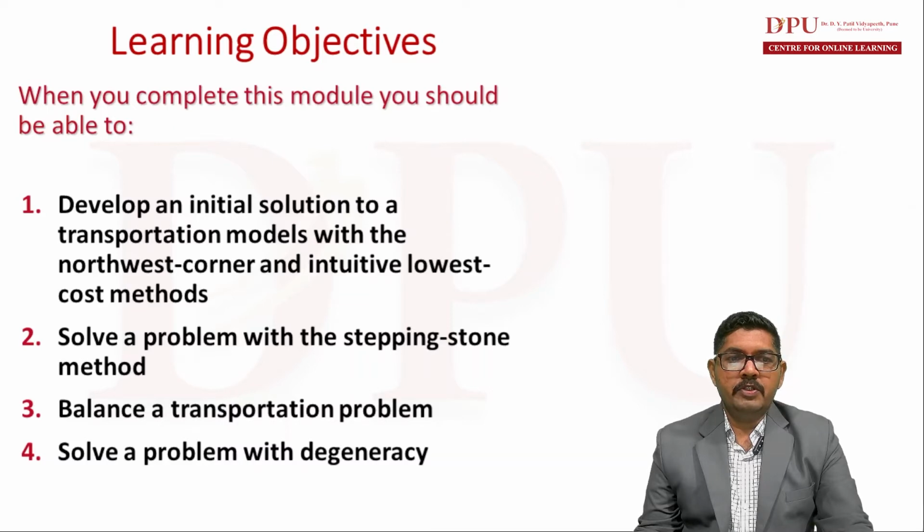The second step is to solve the problem with the stepping stone method, and balance a transportation problem. There can be situations where the demand is not equal to supply. In such situations, we need to balance the demand and supply by using some dummy rows and dummy columns. Then we have to solve a problem with degeneracy.